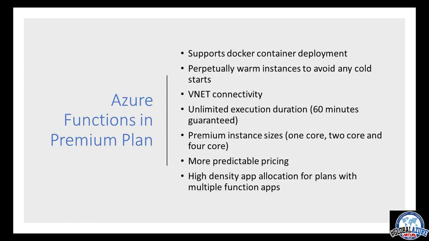For this talk, I'm mainly going to be focused on the premium plan for Azure Functions, since it supports Docker containers. It also has the benefit of keeping instances perpetually warm, meaning that there's no cold starts. You can also integrate the functions into virtual networks so that functions can call into backend systems if needed. You also have unlimited duration of functions. There's also the options when it comes to instance sizes, so you can have 1 core, 2 cores, or 4 cores. You also have more predictable pricing and high density app allocation for apps with multiple function apps.